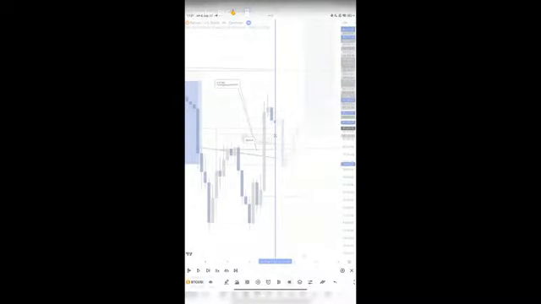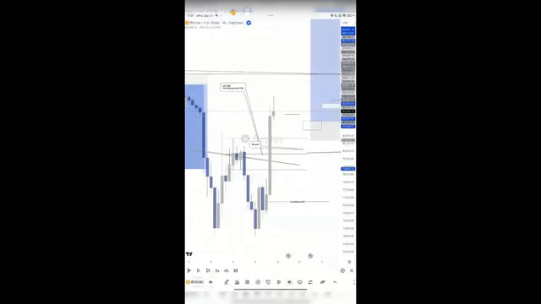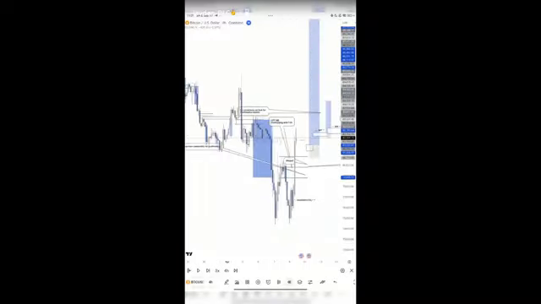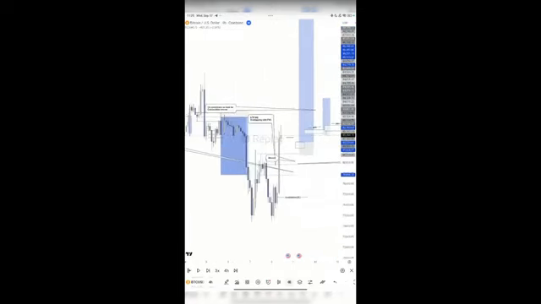You can see, right? So on the change of character, I'm using 50% of the mitigation block as the next mitigation, but I'm not entering immediately, because we just changed character. We've been bearish, you see? We've been bearish, but we just changed character. So I'll wait for mitigation.